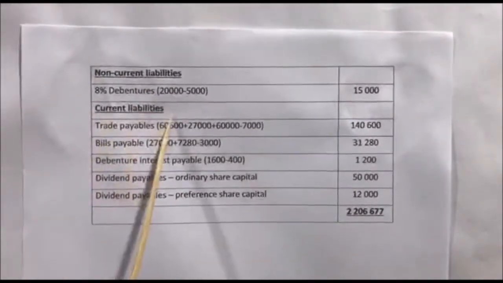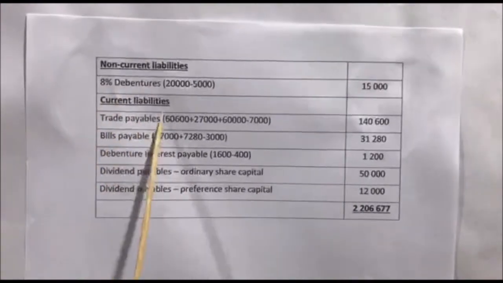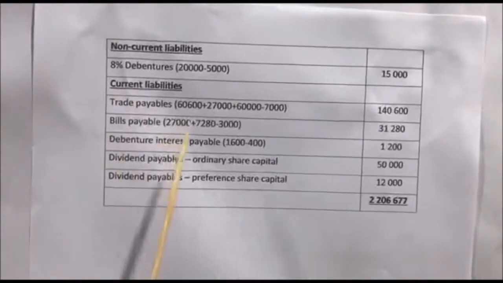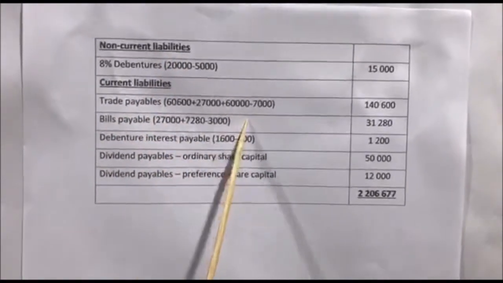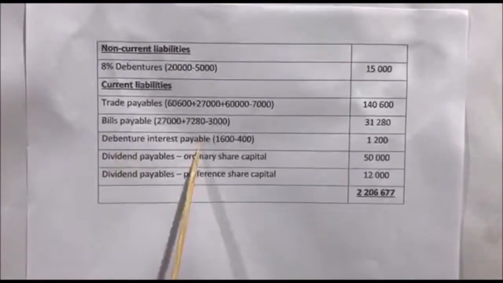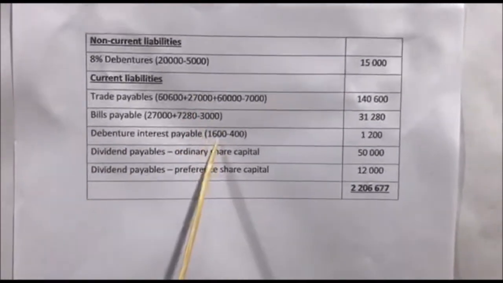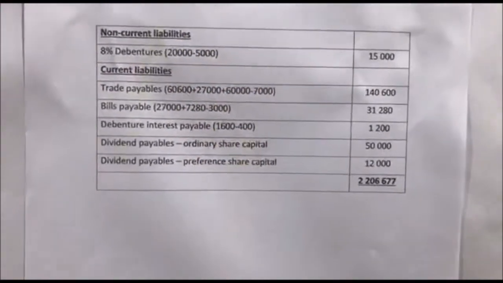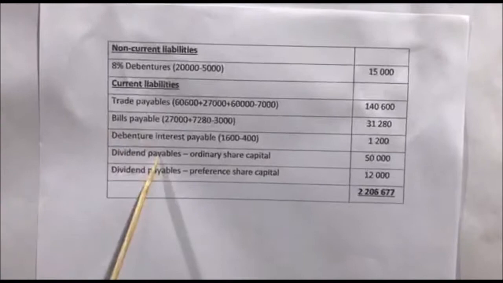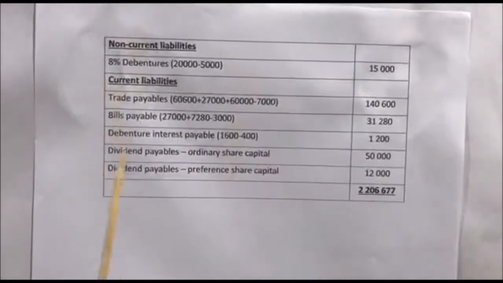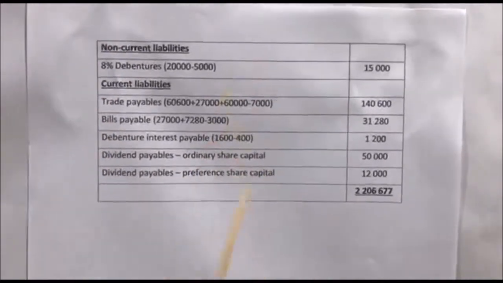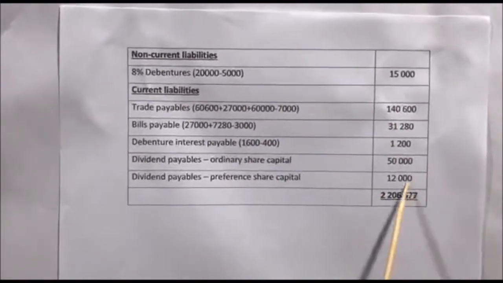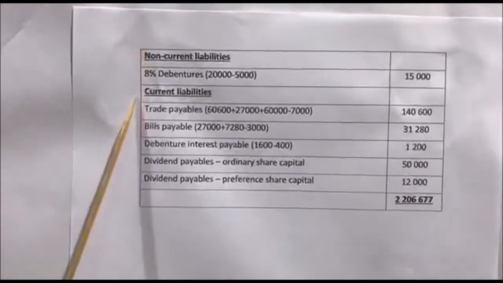The next one is the current liabilities, which consist of the trade payables, will be minus 7 million of the intra-company transaction. The bills payable will also be minus the 3 million of the undiscounted bills. As for the debenture interest payable, the original amount of 1.6 billion will be minus 400,000 that has been paid by the subsidiaries. The next one is the dividend payables, which consist of ordinary share capital and also the preference share capital with the amount of 50 million and also 12 million is also included under the current liabilities.